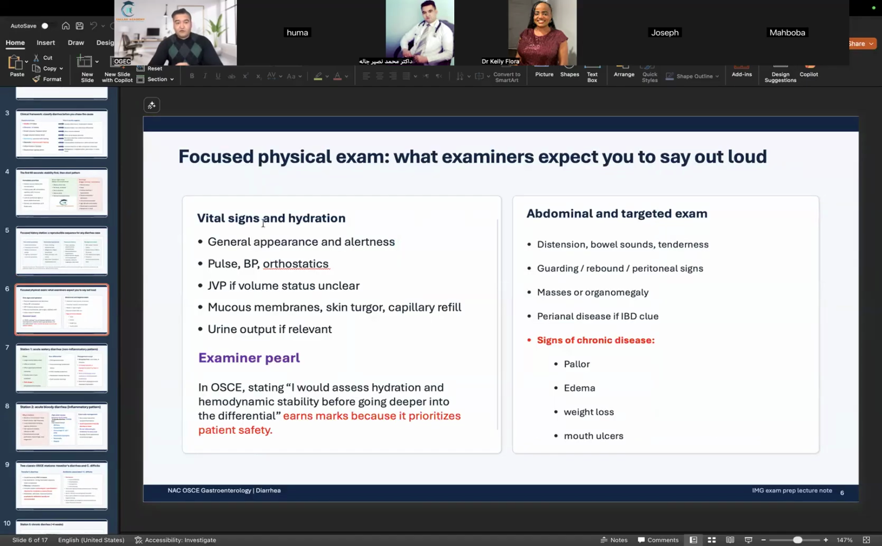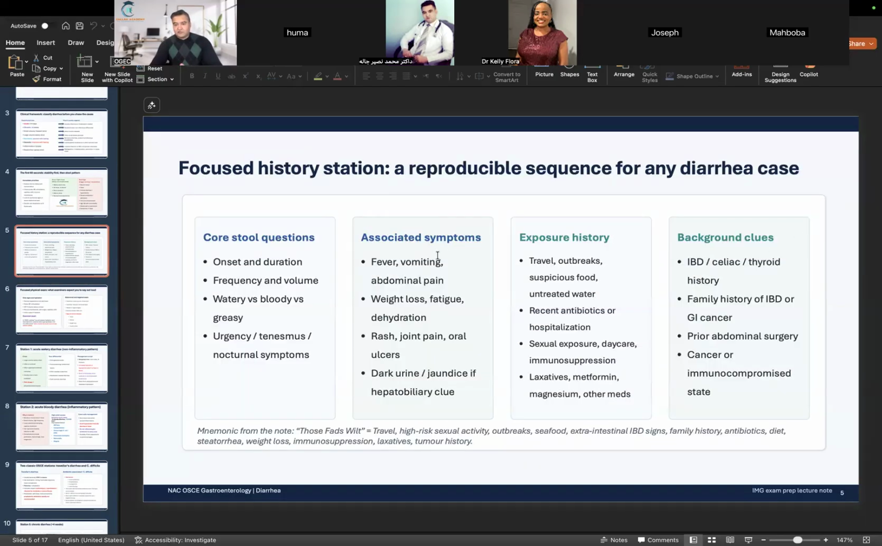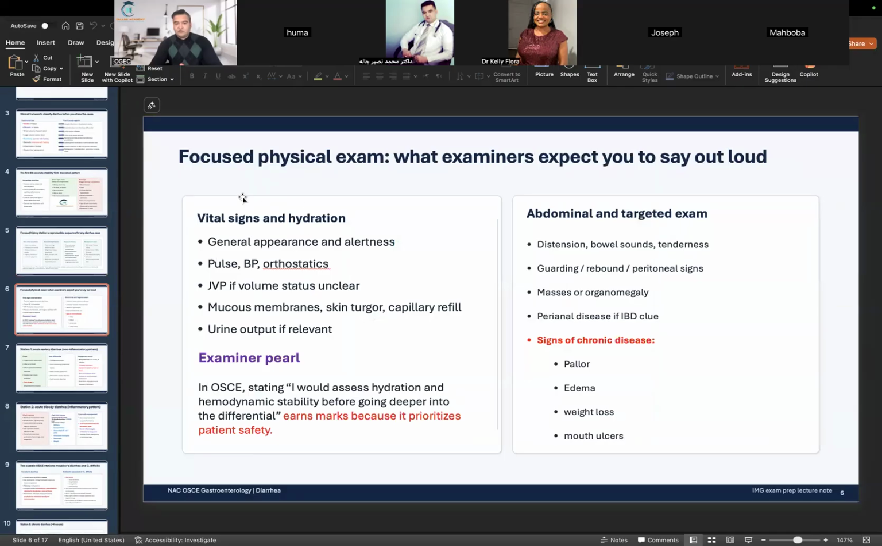All right, so focused physical examination. Let's say you have a station where you need to do a history and then do a physical examination. Now we know that for history, we need to cover all this, right? But what do we do for the physical examination? For the physical examination, again, we have to start with the vital signs. If it is given in the door instruction, good. If not, I have to ask.